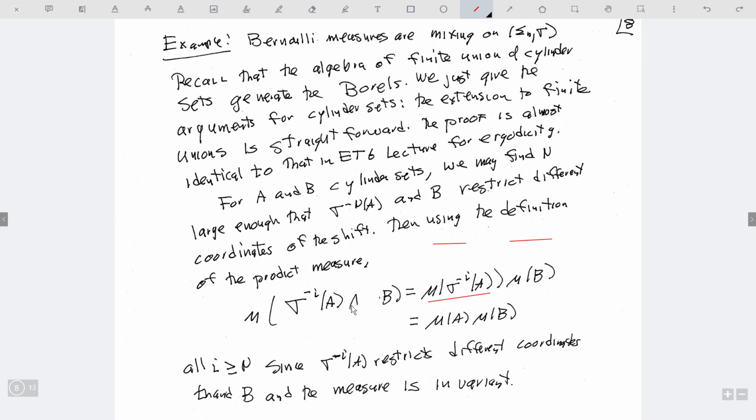So after some time, for large enough n, given A, B, there exists some n such that when you're bigger than n, then you're always equal to that. So the limit definitely equals that. So that's the proof of mixing.